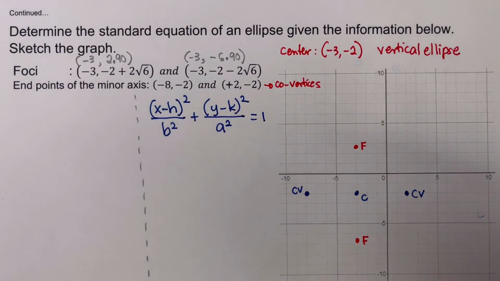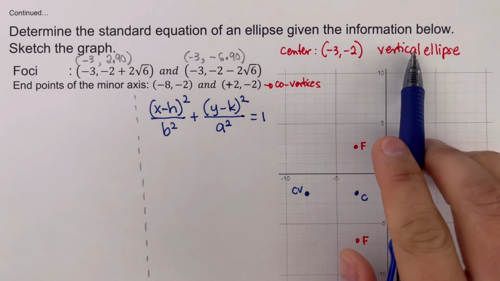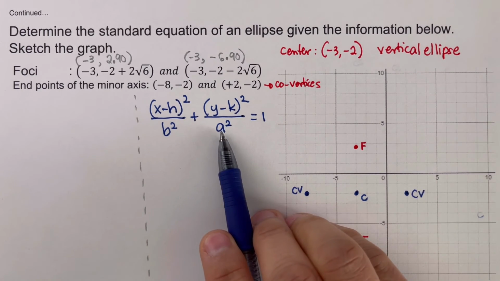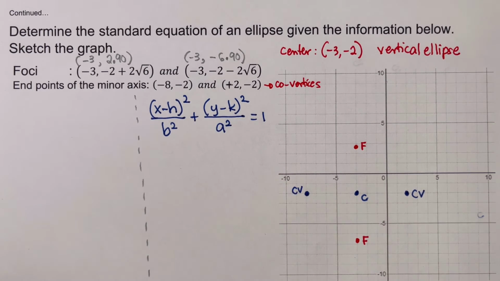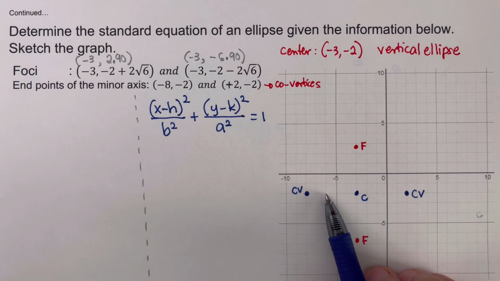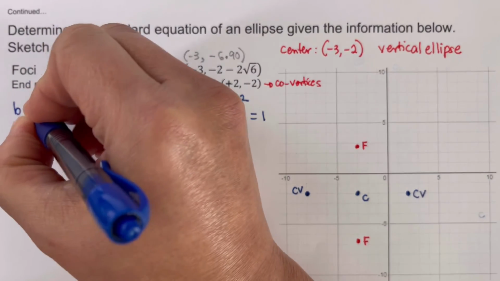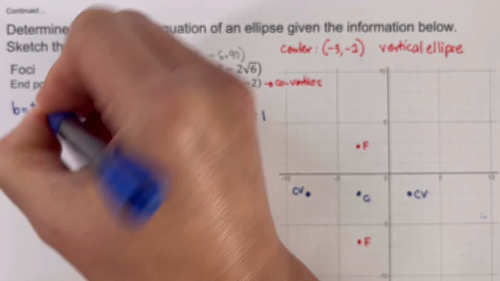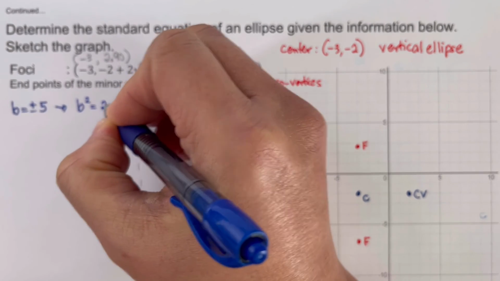Since this is a vertical ellipse, I wrote the general equation of a vertical ellipse. Vertical means up and down, and so I wrote the bigger number, a squared, under the y. So we can say that the value for b would be the distance from the center to the co-vertex, which is 1, 2, 3, 4, 5. So we can write b is equal to plus or minus 5. This tells us that our b squared is actually 25.